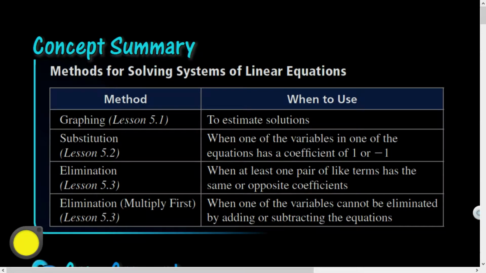Greetings and welcome, friends. Today we are going to look at solving systems still, but some special cases that arise in them, and we're going to see how to deal with those situations.